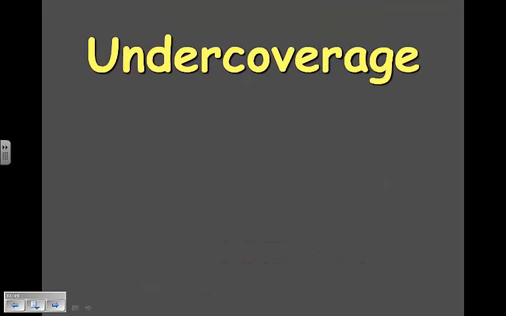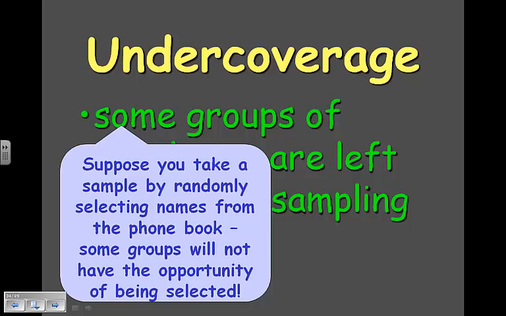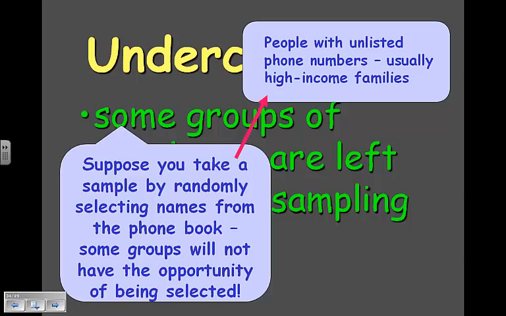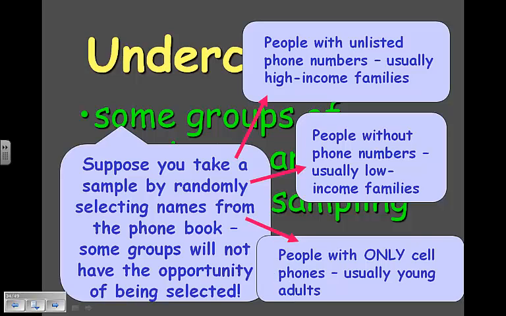Okay, undercoverage is an example of bias. Undercoverage: some groups of the population are left out of the sampling process. So for example, suppose that you take a sample by randomly selecting names from the phone book. Well, some groups may not have the opportunity to be selected. For example, people with unlisted phone numbers, which are usually high-income families, people without phone numbers, which are usually low-income families, and people with only cell phones, which are usually young adults. So this is an example of undercoverage. Some groups are left out.